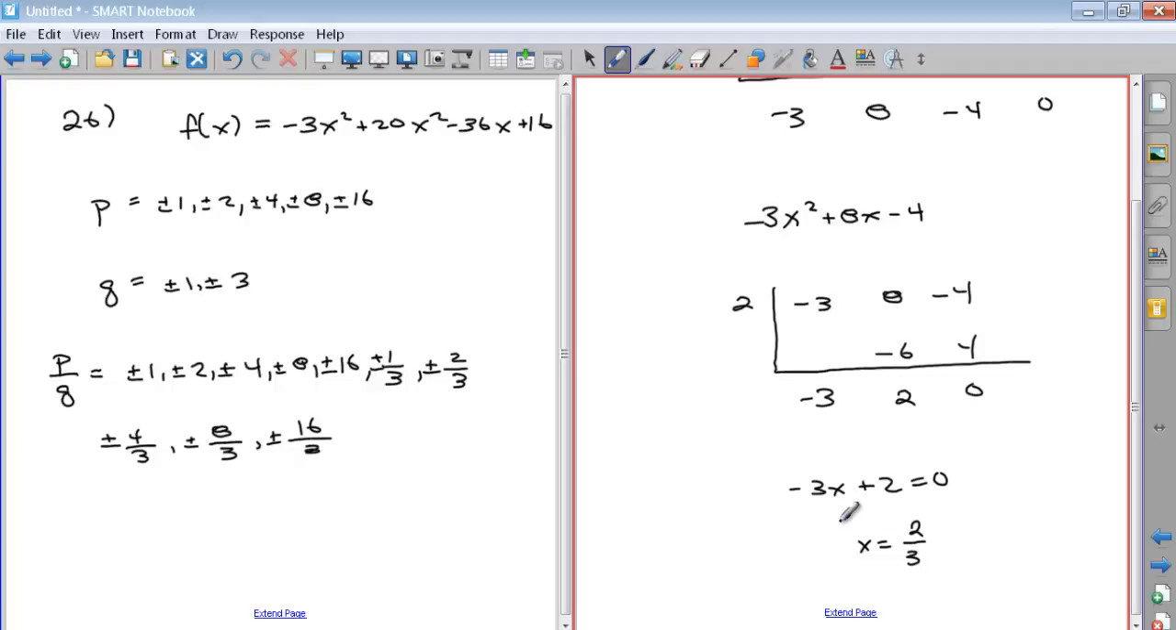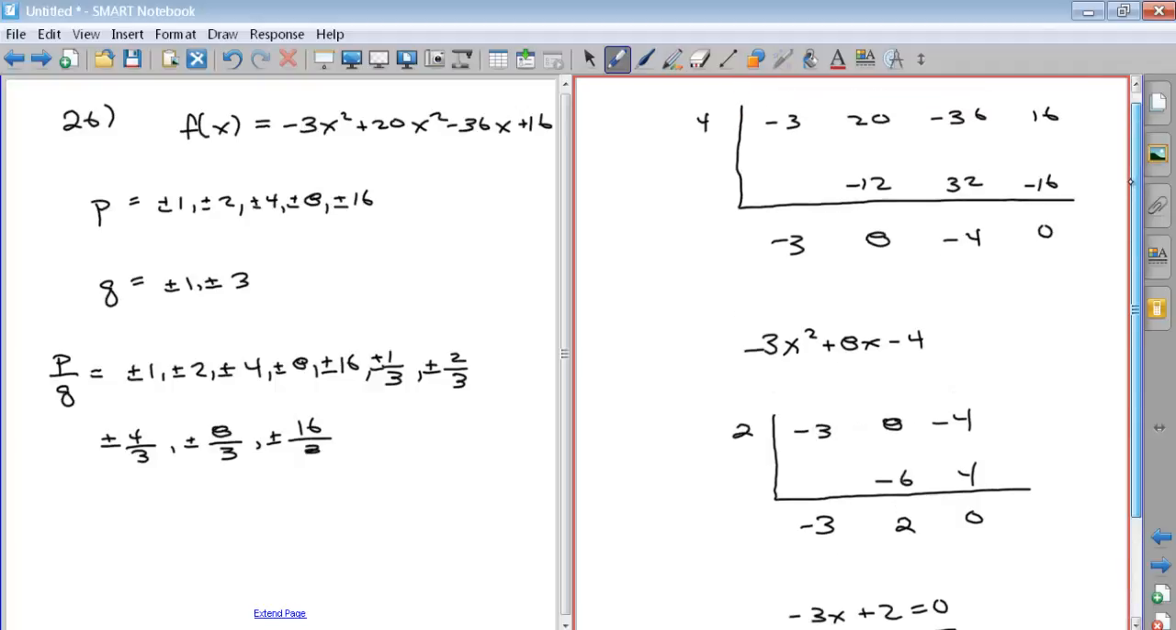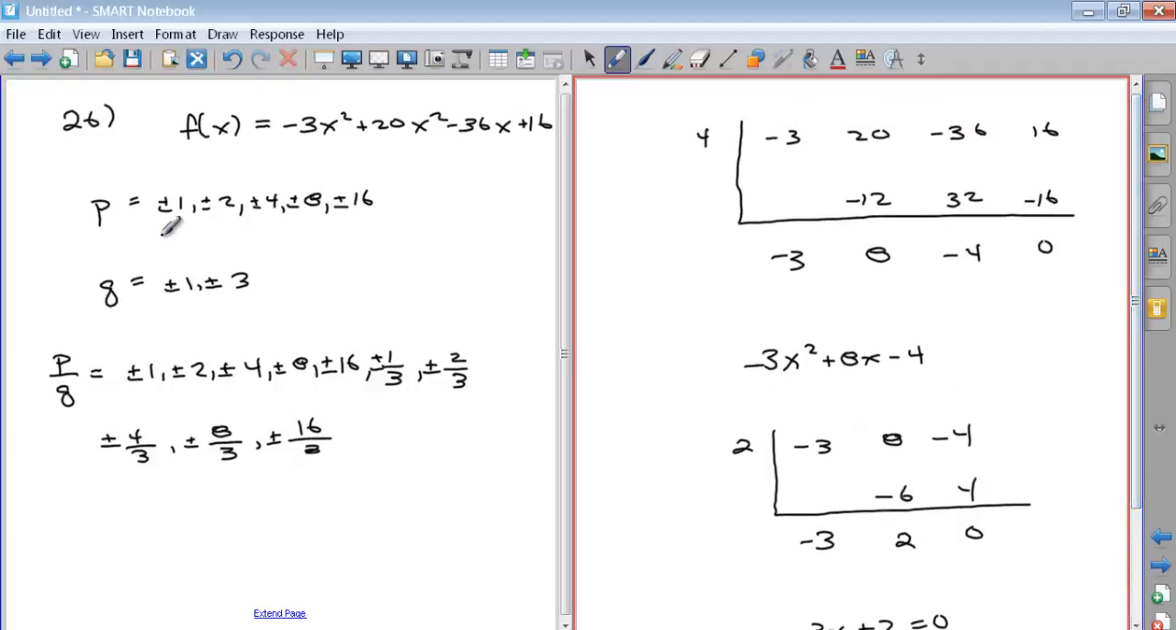So those are the zeros: x equals 4, x equals 2, and x equals 2/3. And if you tried 1, what you would find out is that you would have a remainder. And you might be able to use that to help guide you.